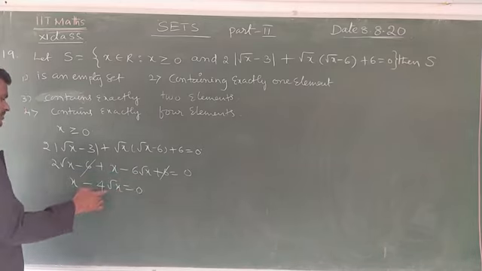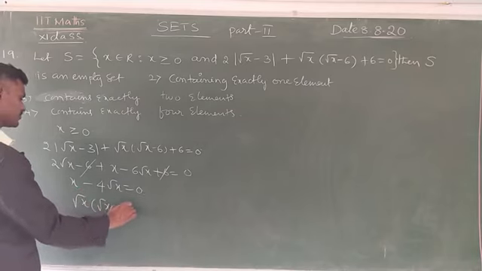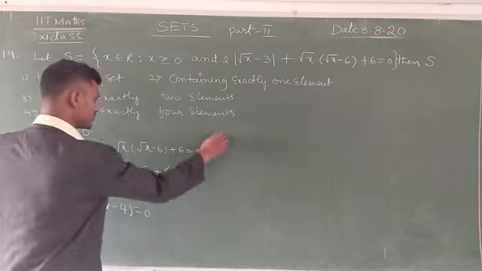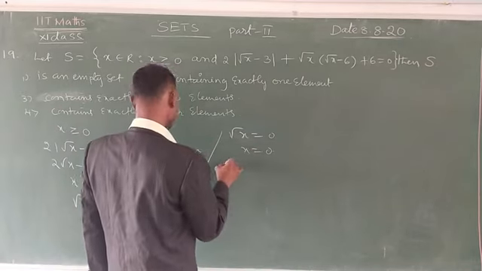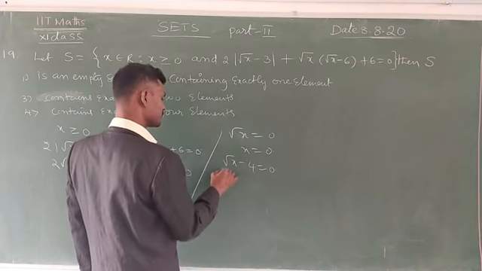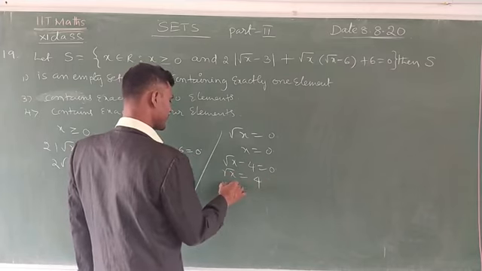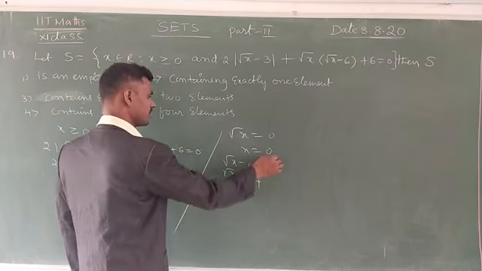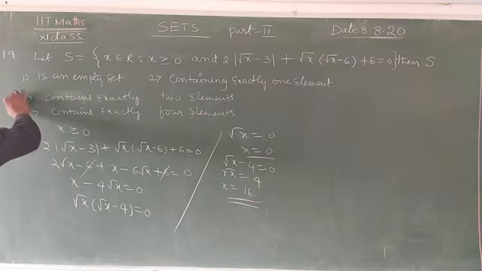In these two terms you have to take common root x, then root x minus 4 is equal to 0. Now see here, root x is equal to 0, then x is equal to 0. Next one is root x minus 4 is equal to 0, root x is equal to 4. Squaring on both sides, then x is equal to 16. Then how many elements? x is equal to 0 and 16, exactly 2 elements. This is the third option. Note down.